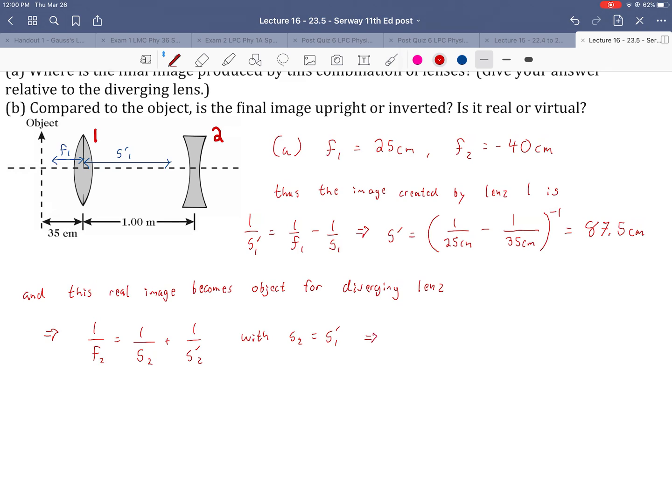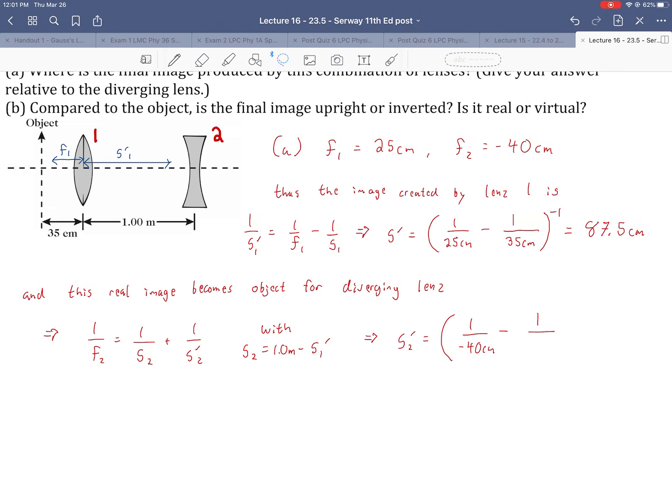Okay, and so then if I go ahead and solve for S2 prime, I'm going to have 1 over the focal length of the diverging lens, so negative 40 centimeters, and then minus 1 over S2. Well, it's not going to be 87.5 though, is it? It has to be 1 meter minus that. So I shouldn't say that they're exactly equal to each other, so I'll clarify that. S2 is equal to 1 meter minus S1 prime.